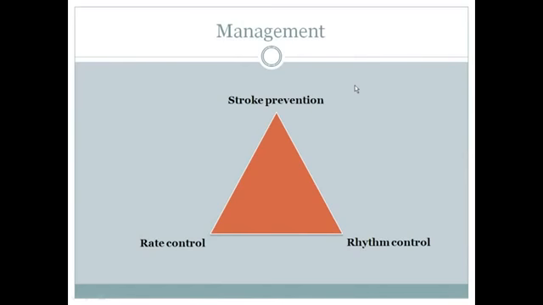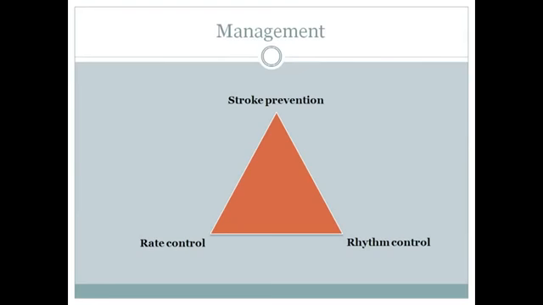So, management. This is where atrial fibrillation and flutter kind of get together. Okay, the 3 important things about treatment. Notice that in the pyramid, at the top, I put stroke prevention. Okay, this is one of the most important things. We need to prevent stroke in these patients.